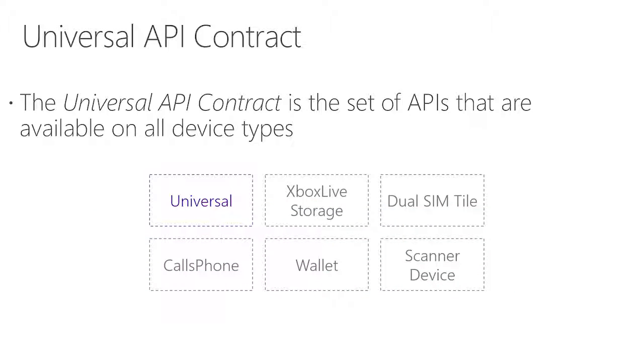Now there's one special contract I want to mention. This is the Universal API contract. And this is the full scope of APIs that are available on every device. It's quite interesting that it's actually one contract for all those APIs that are common across all of the device types. Now, this might seem like a little bit of a superficial grouping, but it actually turns out to be very important when we're talking about the language of UWP.